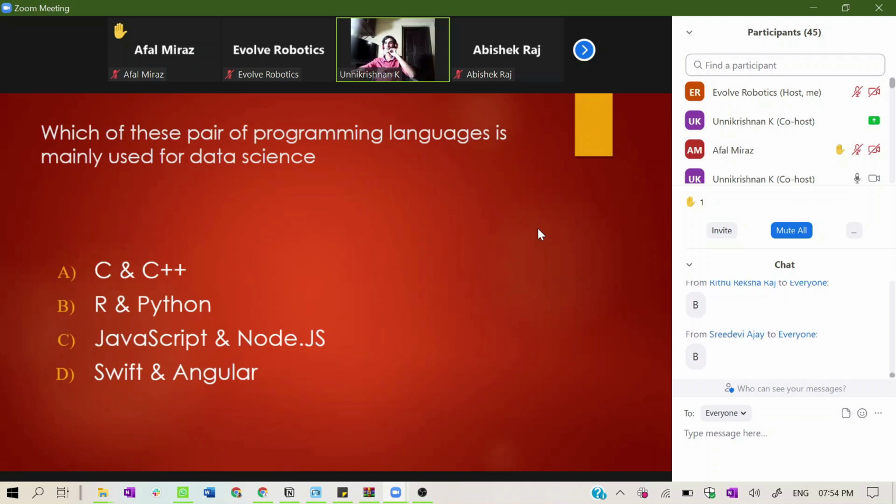So I see a lot of B here. Niranjan, Harinarayan, and a lot of people are saying B. Does anyone have any other options to suggest? Most commonly, I see a lot of B here. No one? So obviously, the right answer is R and Python. No doubt in that. So let's move to the next question.